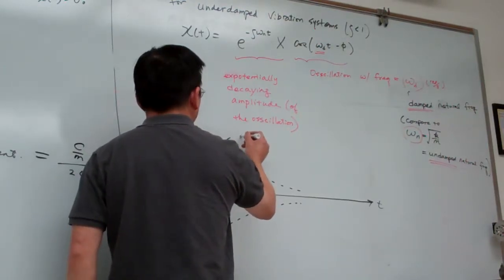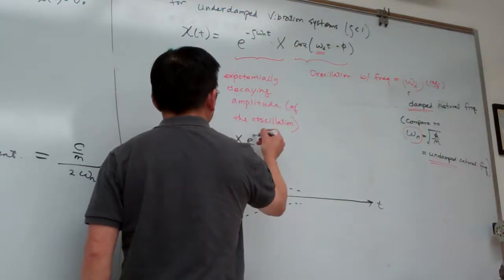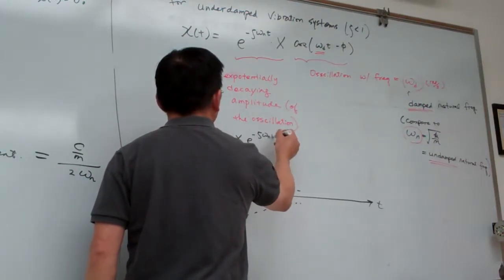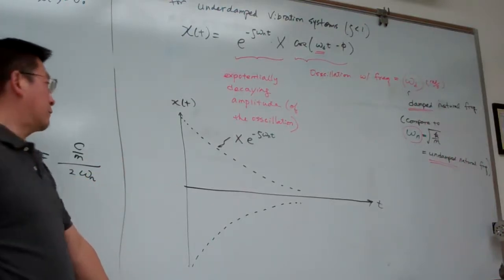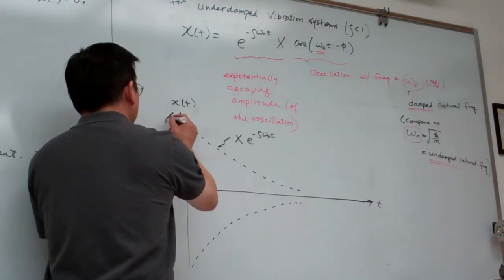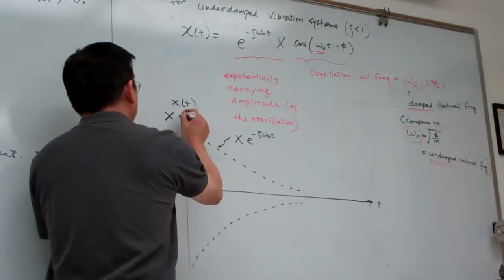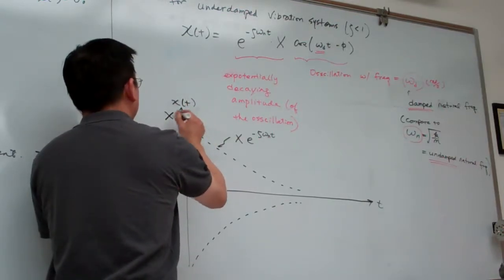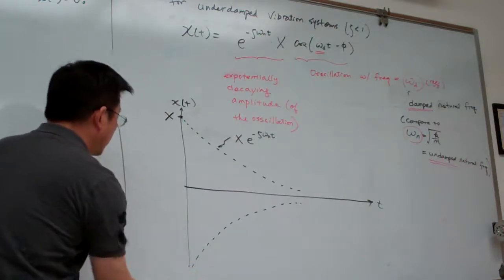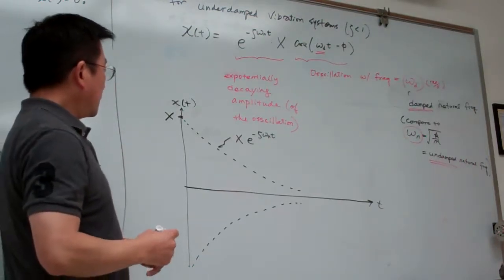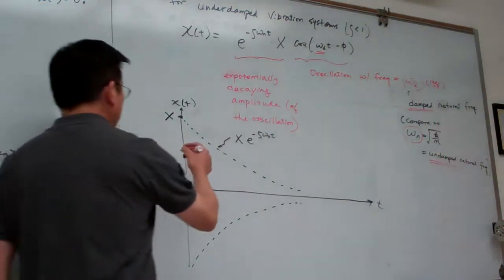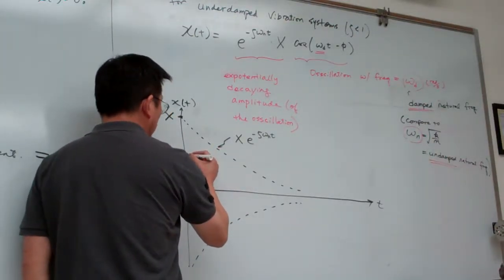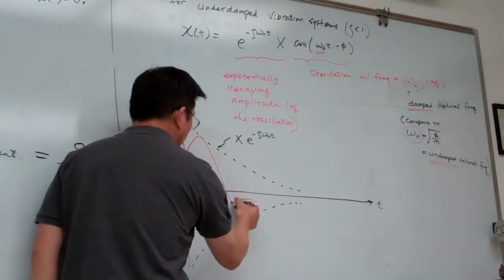So this one is X times e to the minus zeta omega n t. Those are the exponentially decaying functions, starting from this value, capital X here. So that is starting from X. From here we can begin to draw the oscillations. That's the sine function, or cosine function, either way.